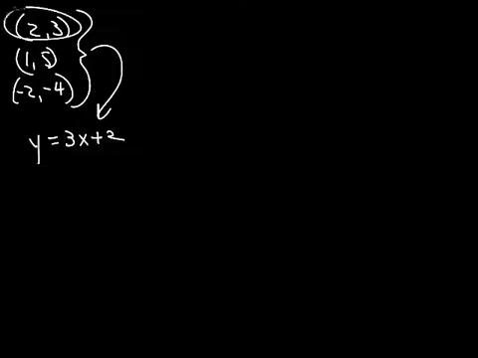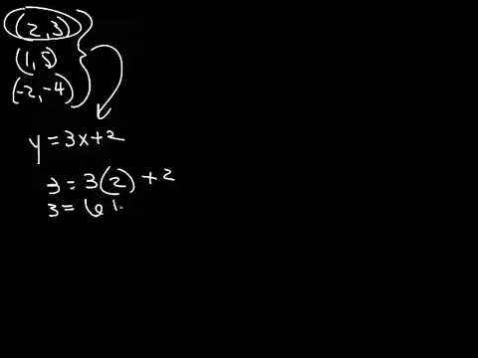So we're going to do the 2, 3 first. So we're going to put the 3 in for the y and the 2 in for the x, because that's the position that they're in up there. Alright, so we'll see if this works. 6 plus 2, 3 equals 8. That is not a true statement, so that one doesn't work.